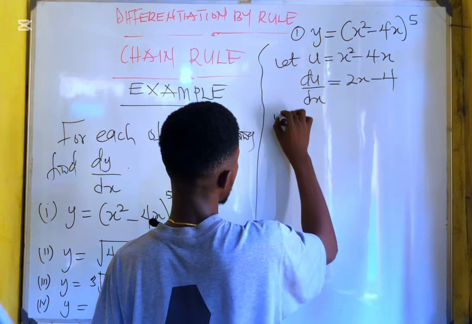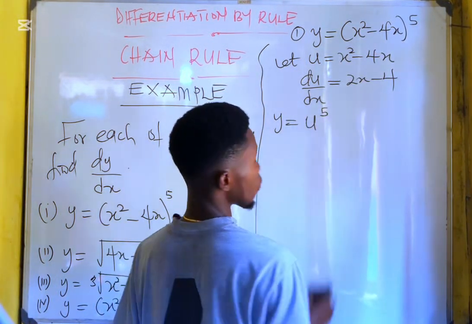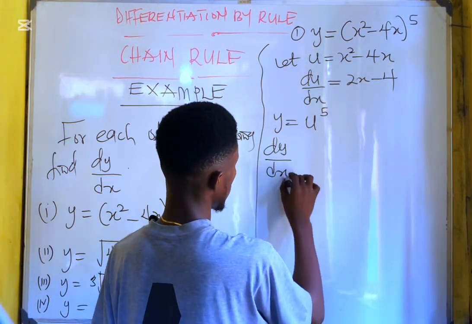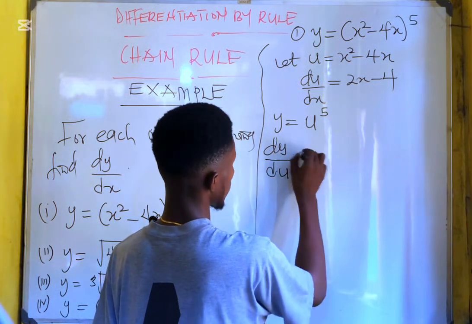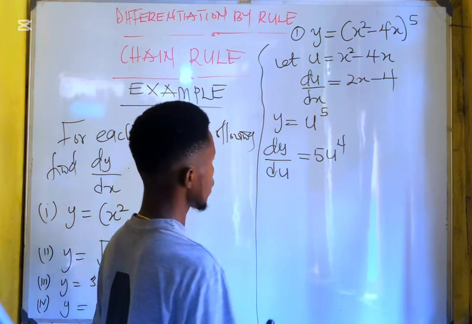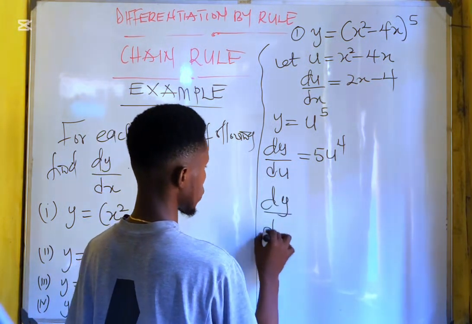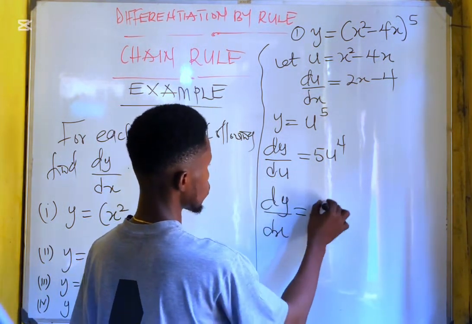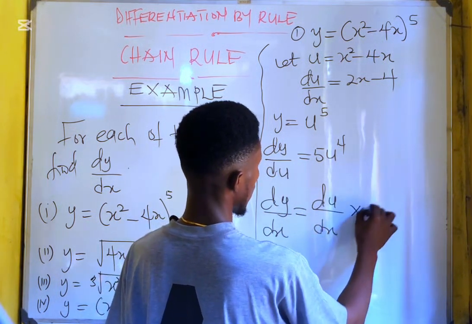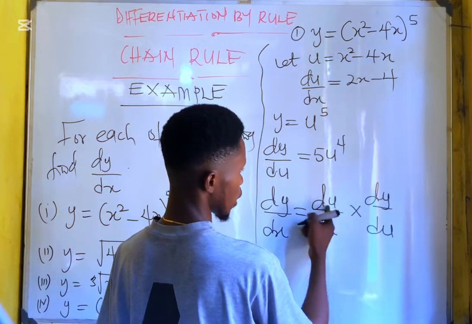Now if I take the y, in this place I have replaced all this by u. But remember it's with power 5. So here I also have to differentiate y with respect to u. Here is u, not x. Now this will give us 5u to the power 4. Is that okay? But the question says we should find dy/dx. So dy/dx is going to be du/dx times dy/du. So this and that, you see when it comes, we have dy/dx.